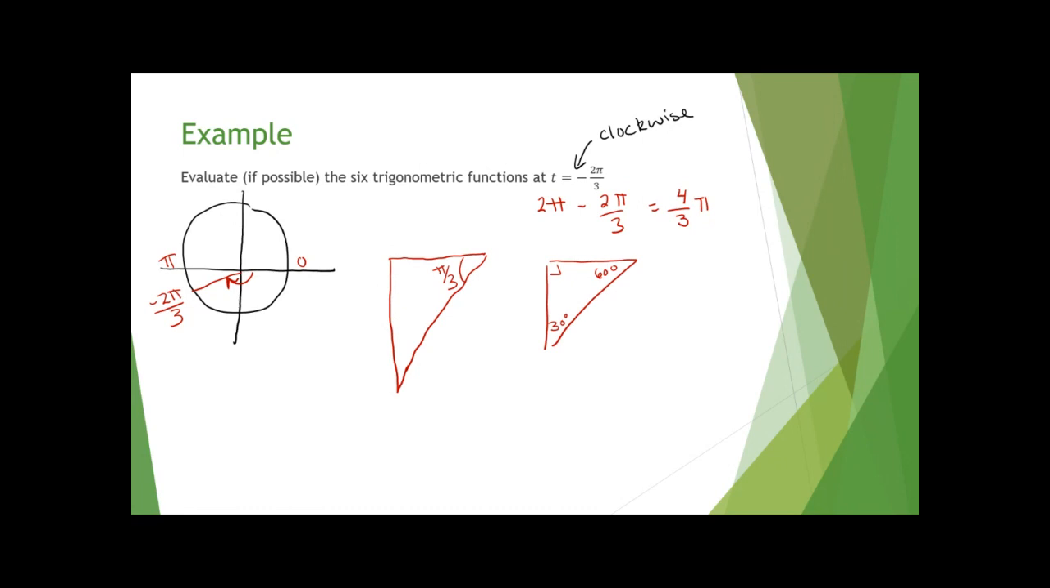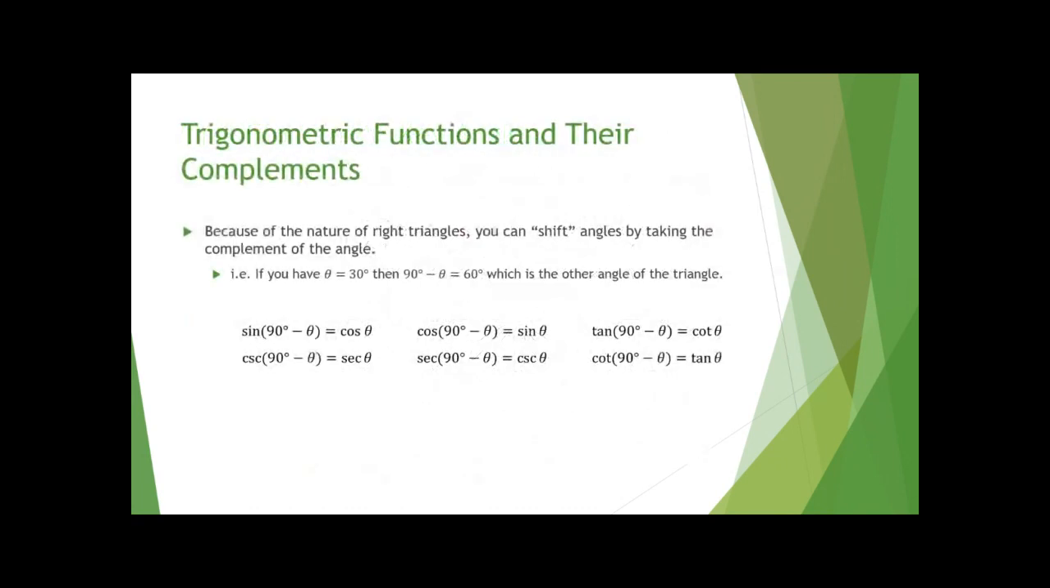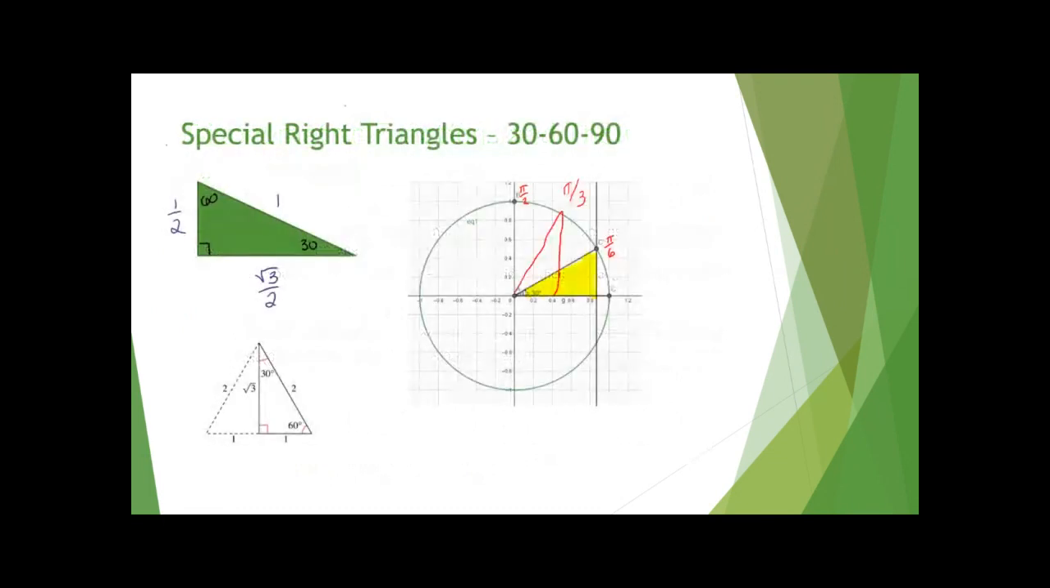Okay, so now I need to go back to my 30, 60, 90 triangle because I always use everything in terms of that triangle. So across from the 60 degrees is the square root of 3 over 2, and adjacent is 1/2.